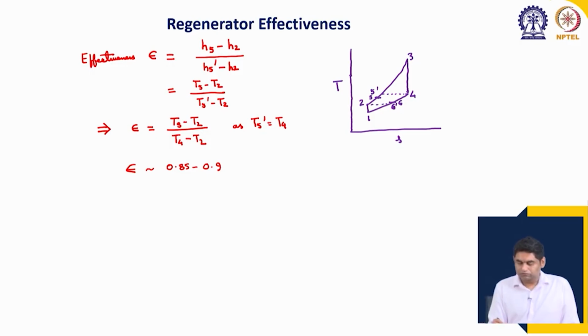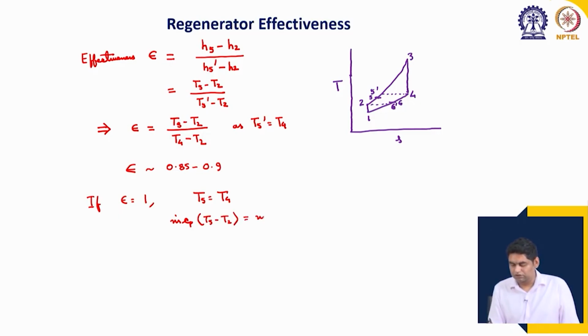So, this also means that, for the perfect case, if epsilon equal to 1, subsequently we will be considering the perfect cases for simple analysis. For this case, T5 is equal to T4, because T5 equal to T5 dash, which is equal to T4. And from energy balance, m dot Cp (T5 minus T2) is equal to m dot Cp (T4 minus T6).